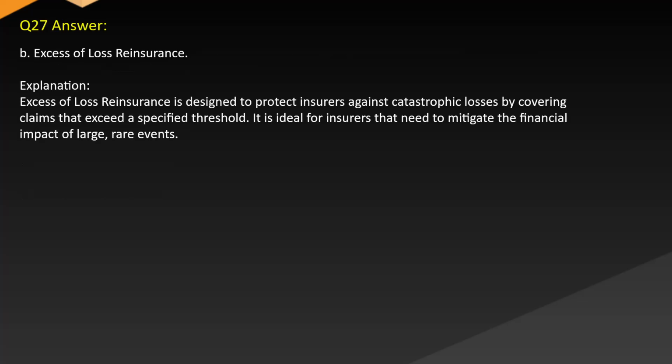Answer: B. Excess of loss reinsurance. Explanation: excess of loss reinsurance is designed to protect insurers against catastrophic losses by covering claims that exceed a specified threshold. It is ideal for insurers that need to mitigate the financial impact of large, rare events.